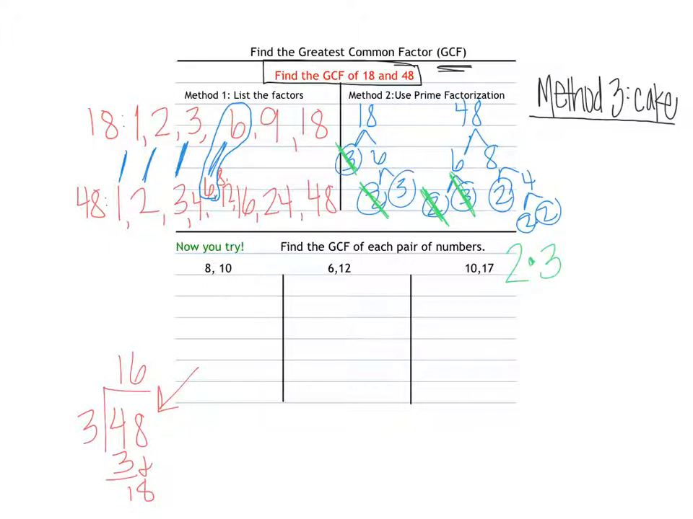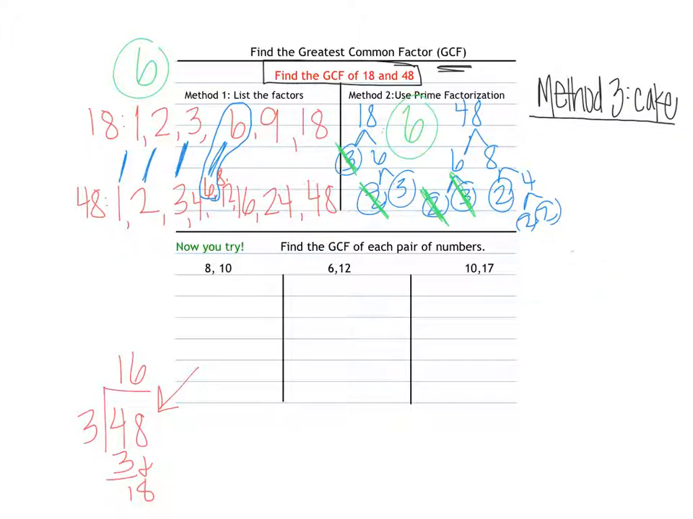And then they don't, this one has a 3, 18 has a 3, 48 only has 2 2's left. So then it's going to be 2 times 3 because they each have a 2, they each have a 3, multiply it, and I get 6. So we have 6 here, 6 here. I'm going to erase this.